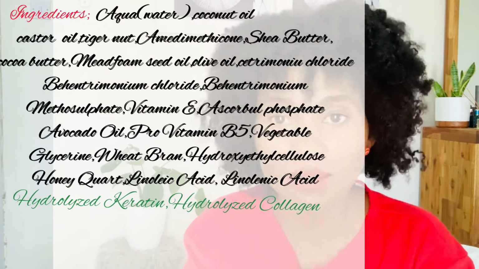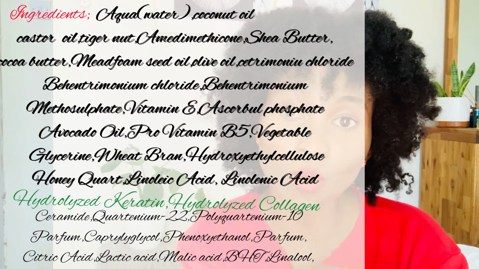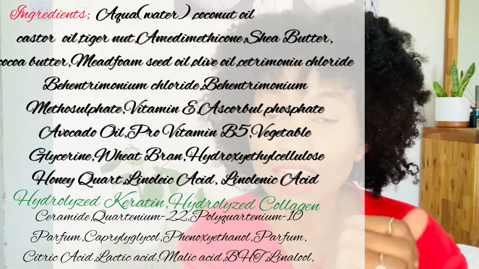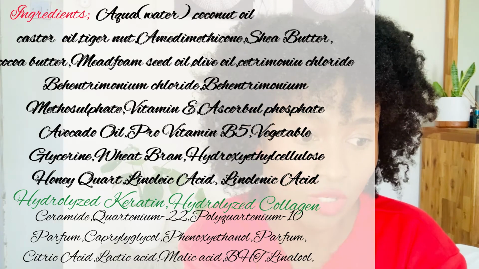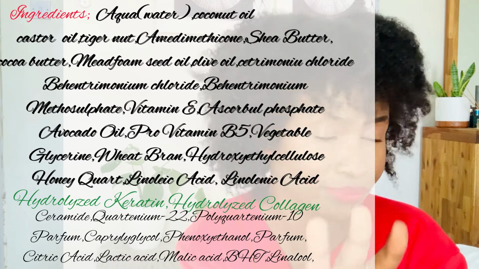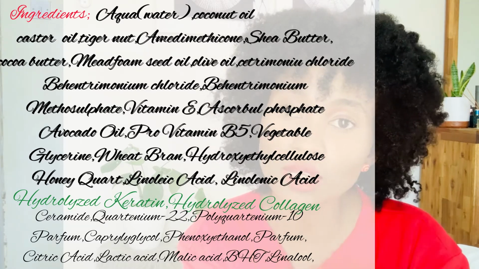We have water. Like we said, water is very important. You have your conditioning or moisturizing oils: coconut oil, castor oil, tiger nut oil. I had no idea about tiger nut oil. Apparently it's very good. And this one has amodimethicone, right, which is a silicone.